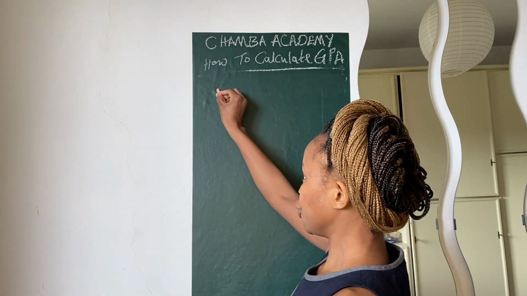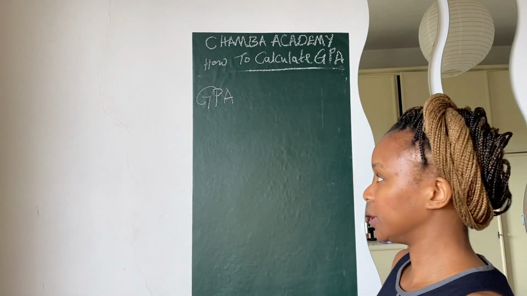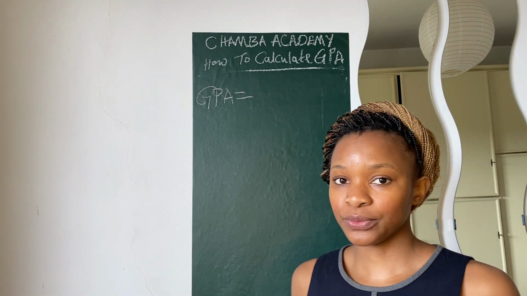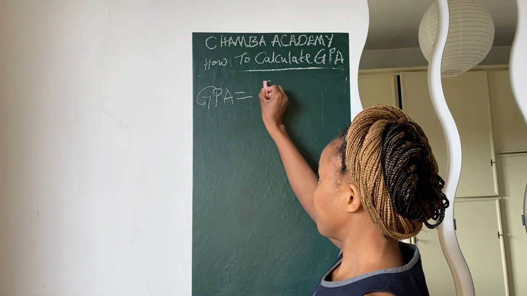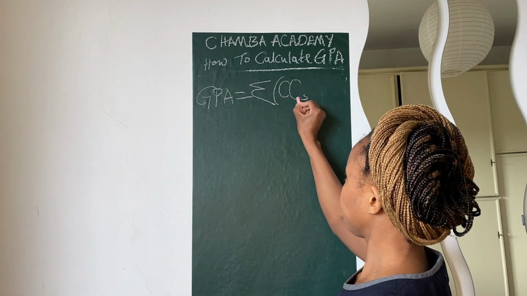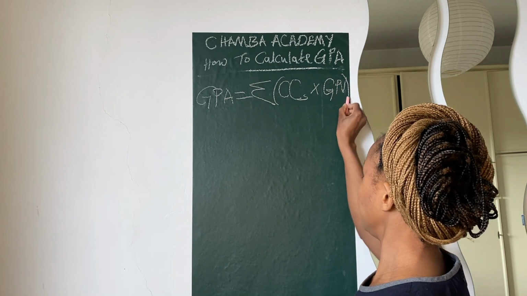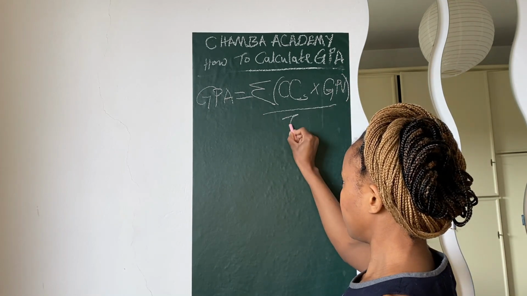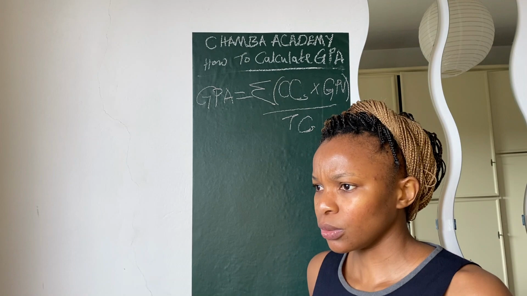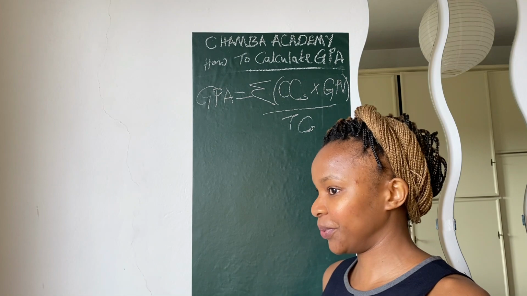So your GPA, grade point average, has a specific formula that you can use, a simple formula that you can use to calculate it, which is the sum of your course credits multiplied by your grade point value, which you have accumulated, over the total course credits, total credits. So I know this sounds all gibberish, but let me break it down to you.